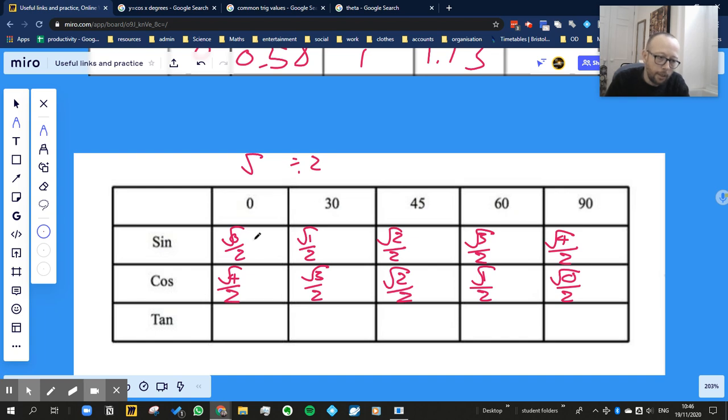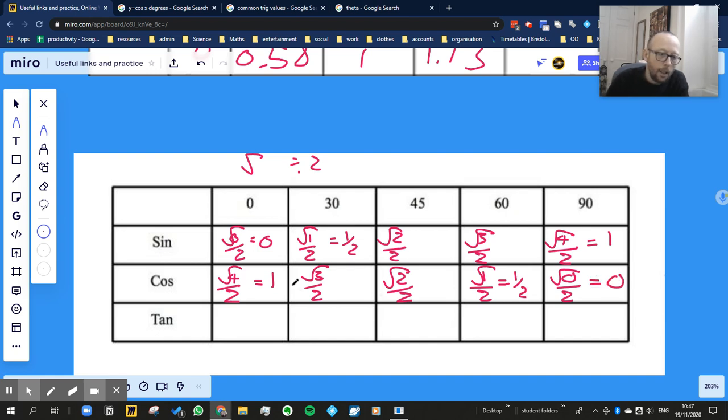Square root of 0 is 0, divided by 2 is obviously 0. Square root of 1 is 1, divided by 2 is a half. Square root of 2 divided by 2, well, that leaves it as it is. Square root of 3 divided by 2, well, that can't be simplified. Square root of 4 is 2, divided by 2 is 1. For cos it's the same answers again: it's going to be 1, square root of 3 over 2 is already done, so we can see these two are the same, and square root of 1 divided by 2 is equal to a half.